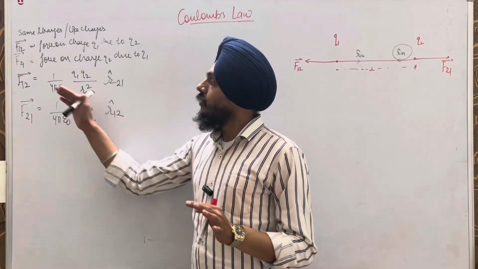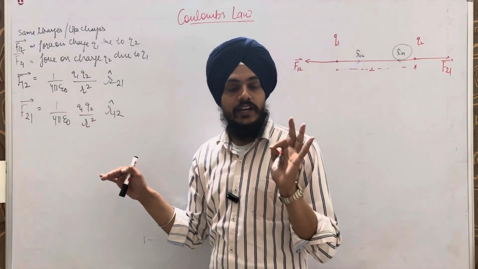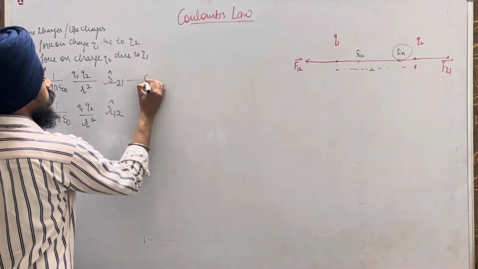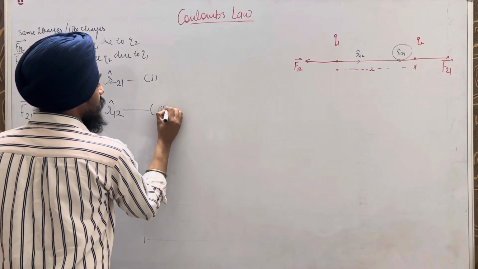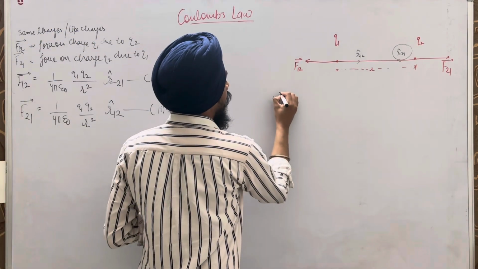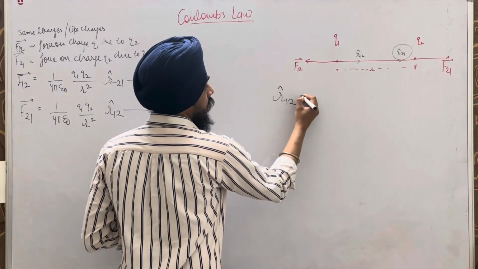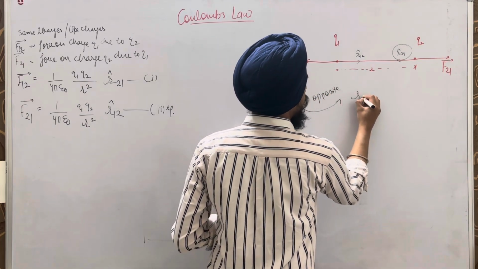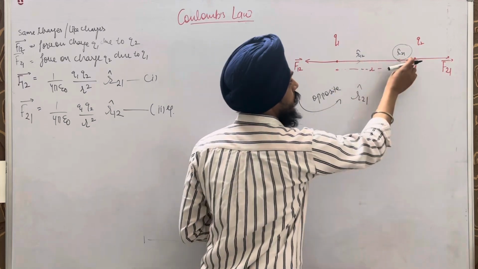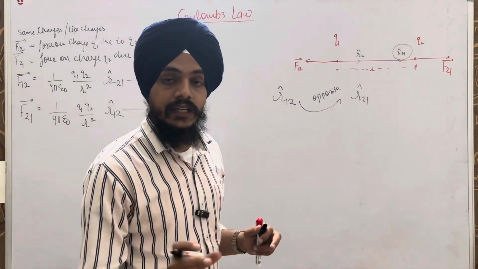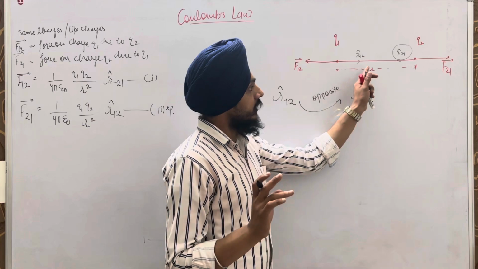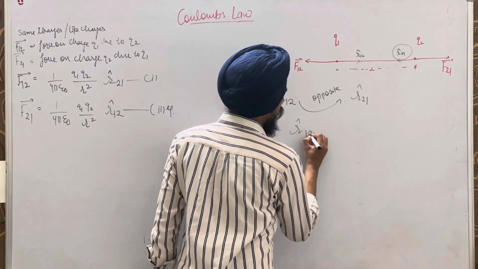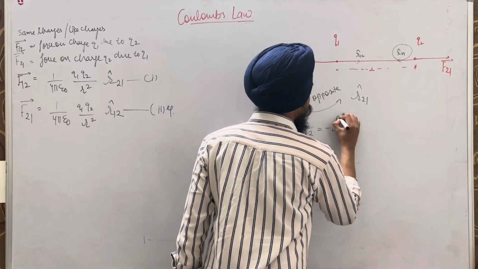This is Coulomb's force in vector form. If we look at these two equations, this is the first equation, this is the second equation. Here r12 cap is opposite to the direction of r21 cap. Both unit vectors are acting in opposite directions, and we can see this clearly in the diagram. So r12 cap is equal to minus r21 cap.